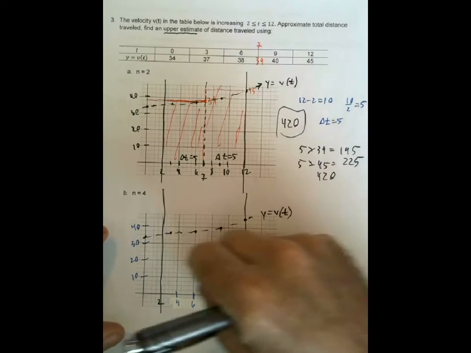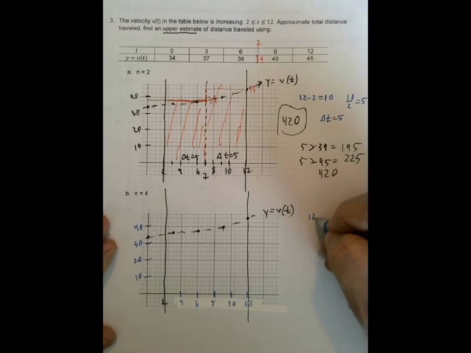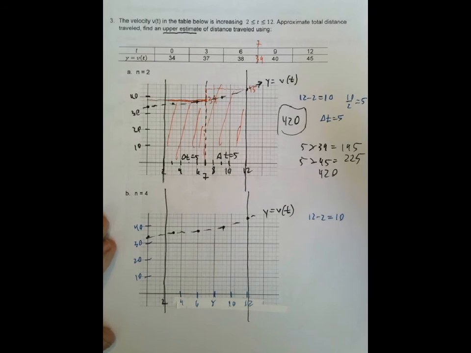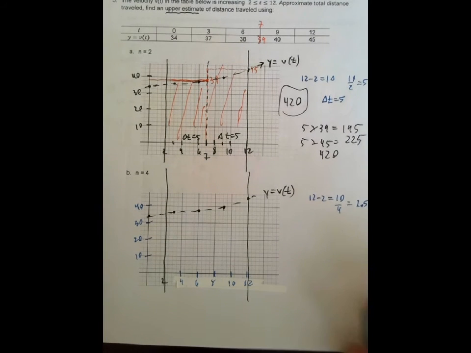And we're still trying to find the area underneath, but now we've got 4 subintervals. Well, the time elapsed is still 12 minus 2, which is 10, but now we divide 10 by 4. Well, 10 divided by 4, that's 2.5. So that means we want subintervals that are 2.5 in width. Now this is a little inconvenient, right? It'd be nicer if there were 5 subintervals, because then it would come out to be 2, right? But anyway, let's find this here.